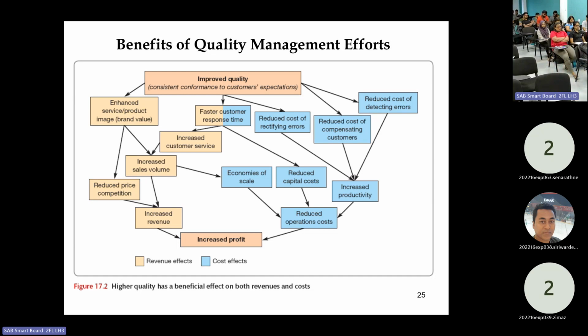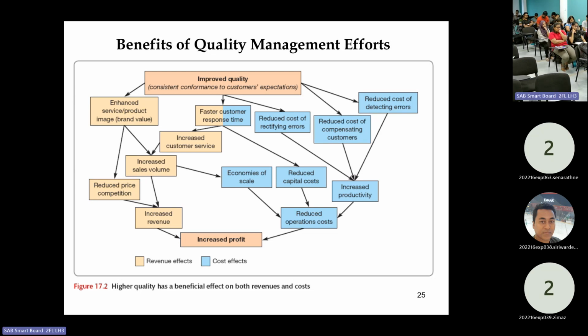Just to be aware, when the quality is improved, a firm will be able to reduce cost of detecting errors, because they are anyway producing good quality products. They will be able to reduce the cost of compensating customers, because their products are of good quality. They will be able to reduce cost of rectifying errors. Reworking can be reduced, and that will improve the productivity. That will reduce the capital requirements, capital costs. There will be economies of scale advantages that contribute together to reduce operating costs, and that will have an impact on the profit. We call them cost aspects. As accounting professionals and finance, you may be interested in how to reduce cost. So quality improvements can reduce cost.